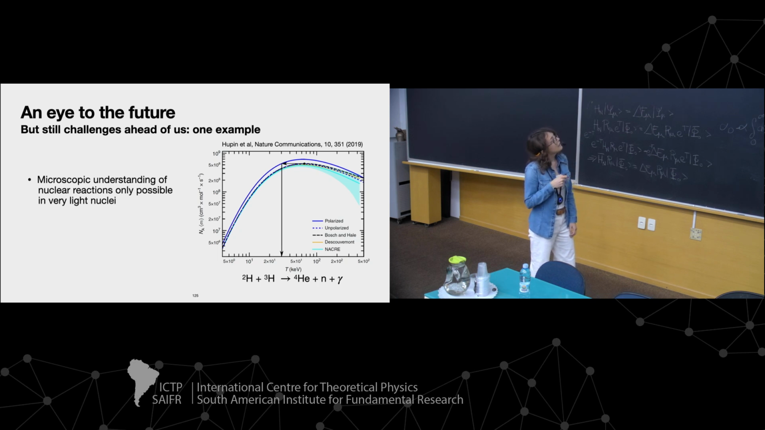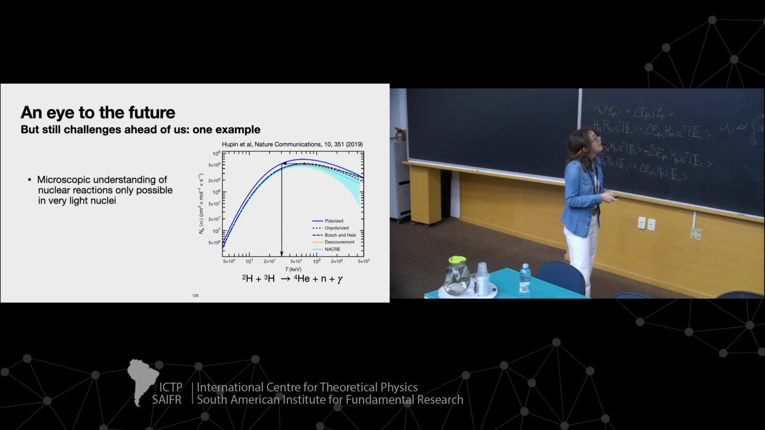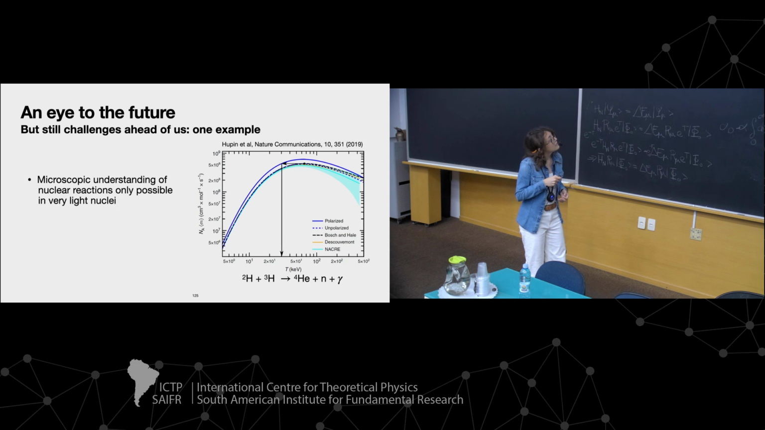Basically, people using an ab-initio method based on the no-core shell model predicted this reaction rate in the presence of a polarized and unpolarized DT plasma. And what they found is that this cross-section increases when we consider a polarized deuterium-tritium plasma.